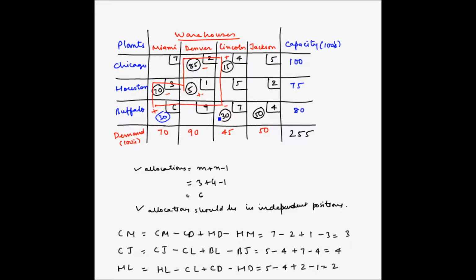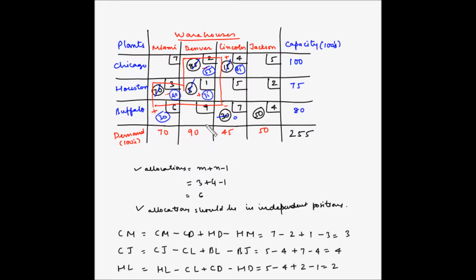So 30 we have to subtract here, so this allocation becomes 0. Then we have to add 30 here, so this becomes 45. Subtract 30 from here, so this becomes 55. Add 30 here, so this becomes 35. Subtract 30 from here, so this becomes 40. Let me cut the original allocations to avoid confusion. So now this is the new allocation for the improved solution.